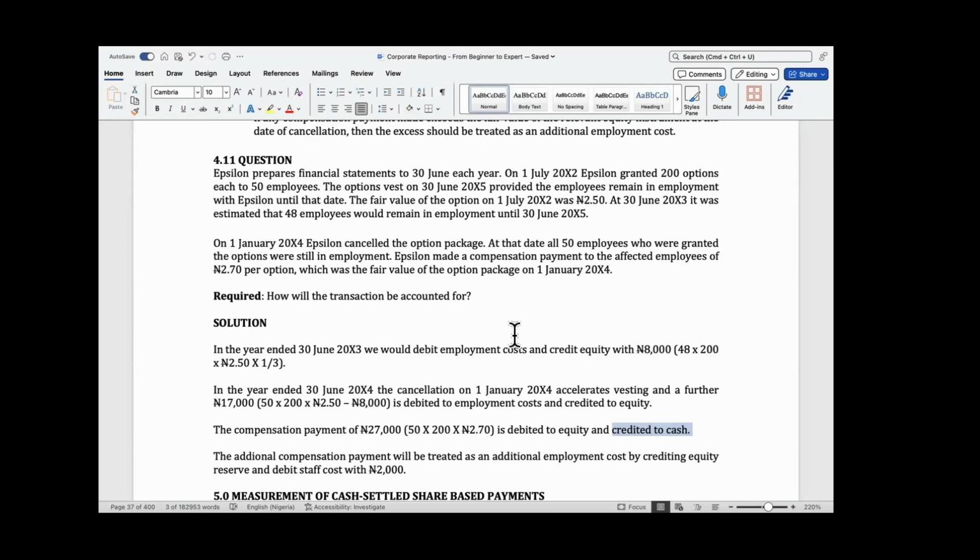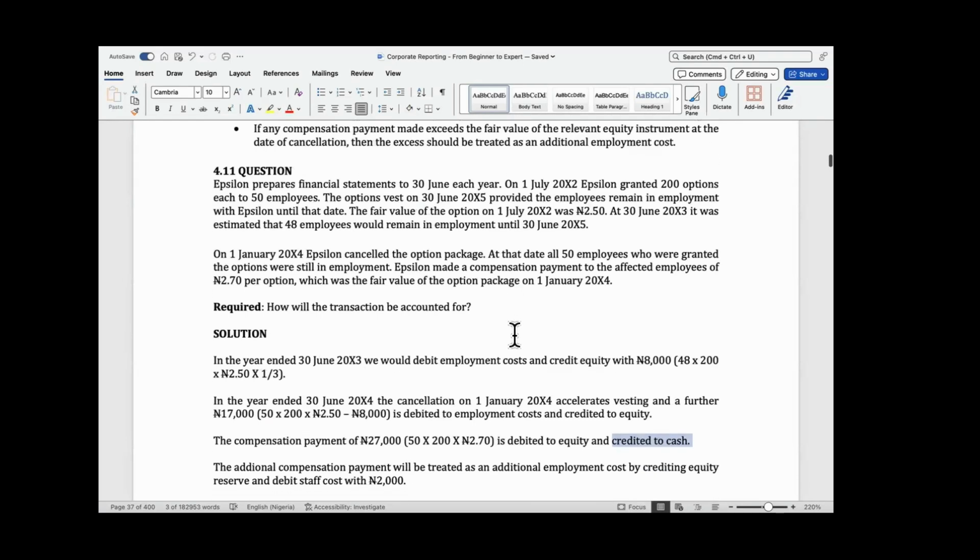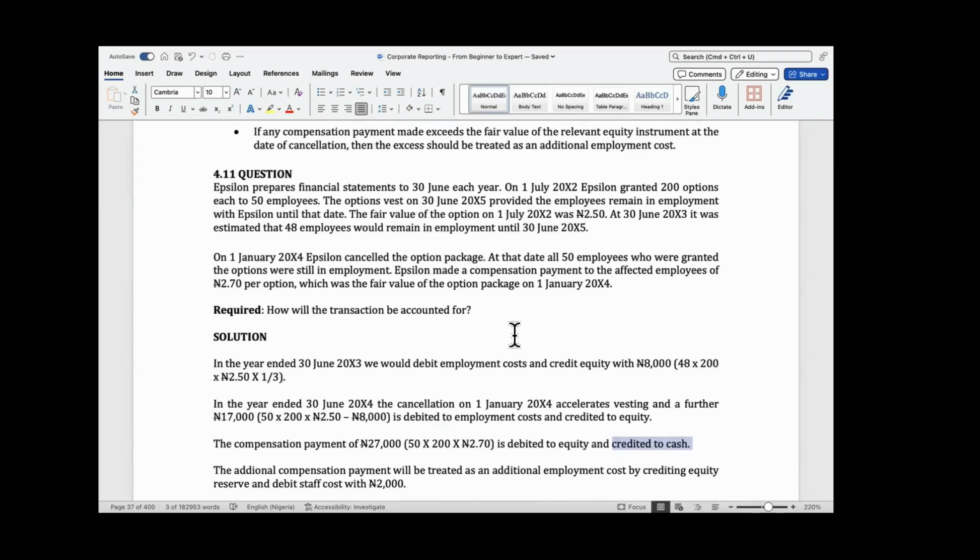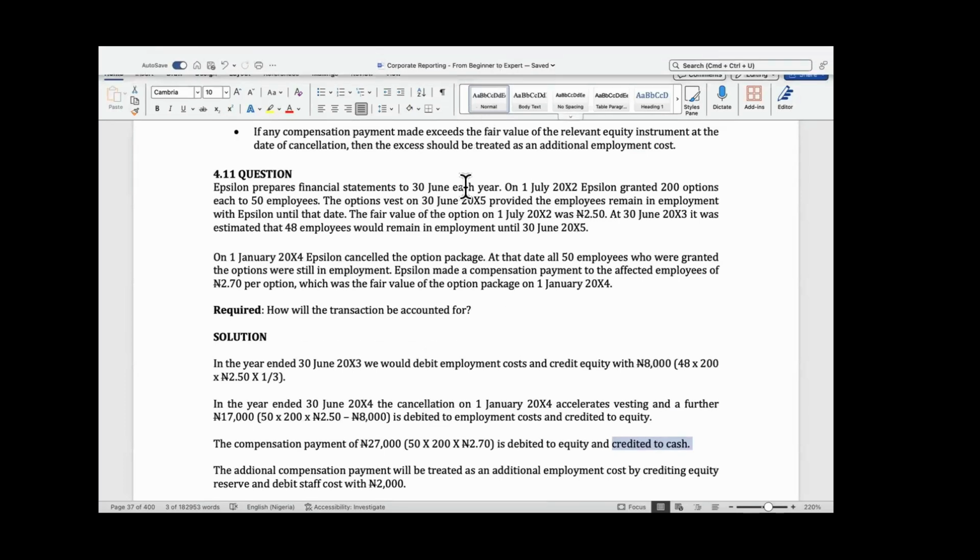Again, ICAN has never asked this before. Okay? And this cancellation and modification that I've explained briefly relates to equity settled, which is why I'm explaining it under equity settled. ICAN has not asked it before. So it's an area you need to just understand. It's straightforward. The principle is relying on what you have learned before, just some additional things. Like for modification, it's just the increment that will be the additional thing there. And for cancellation, this one is even more straightforward.